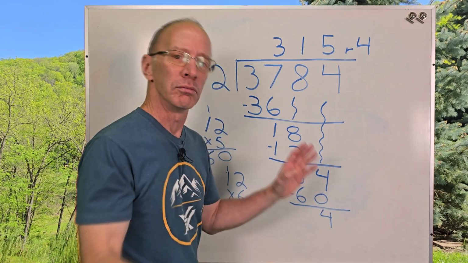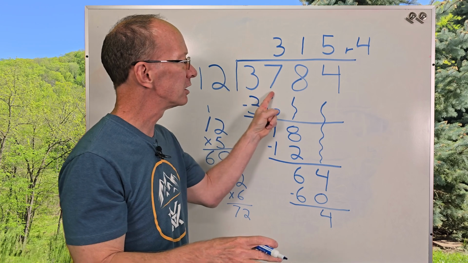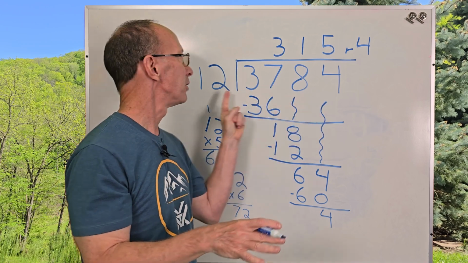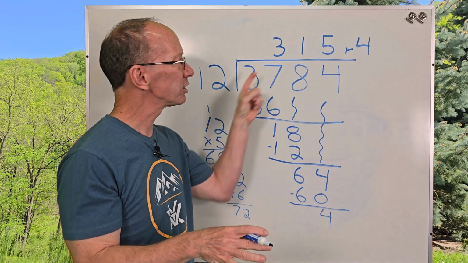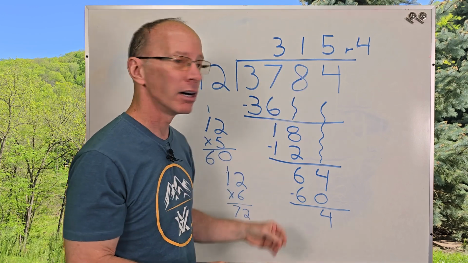So just to kind of recap on what we've learned here, I took 3,784 divided by 12, and the answer is 315 with a remainder of 4.